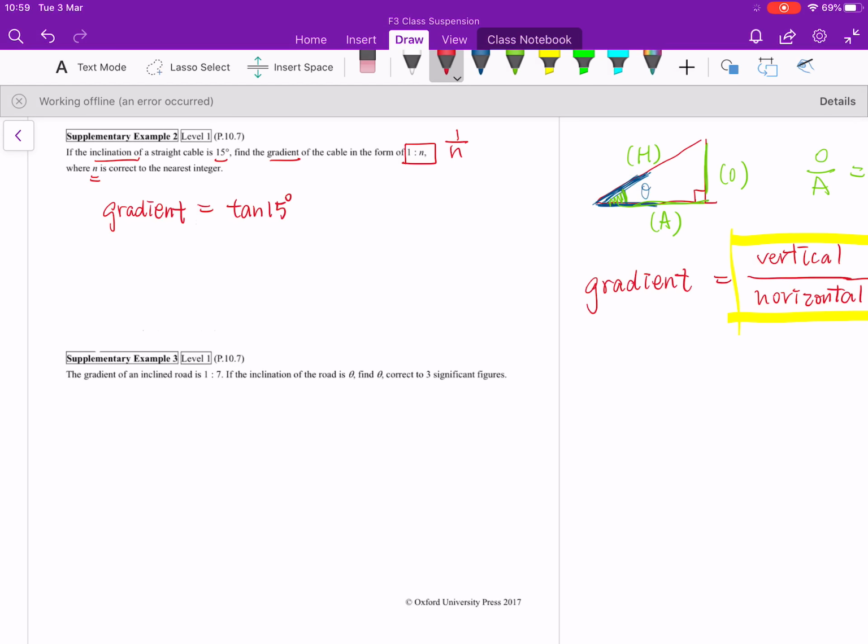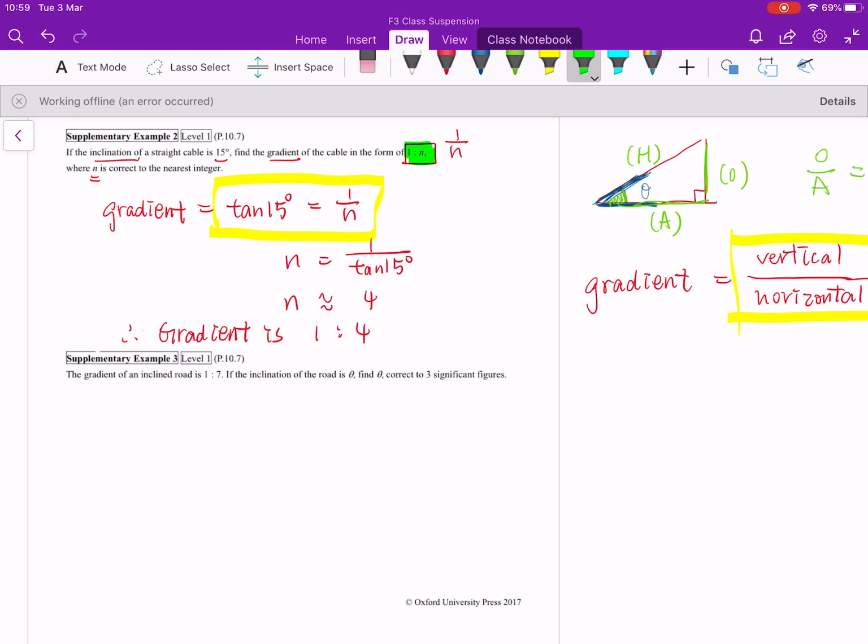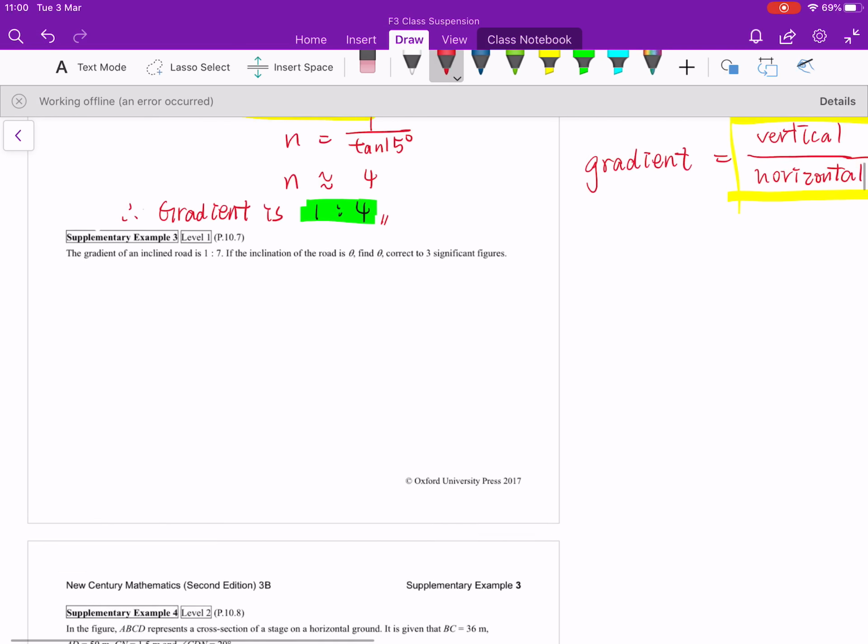We have inclination, so we use this way to calculate gradient, which further equals 1 over n. And then now you can consider this part to find out the value of n. So n equals 1 over tangent 15 degrees. By your calculator, n is around 4. So restate the gradient: gradient equals 1 to 4. This time it asks you to express in the form of 1 colon n, so 1 colon 4. So this is example 2.